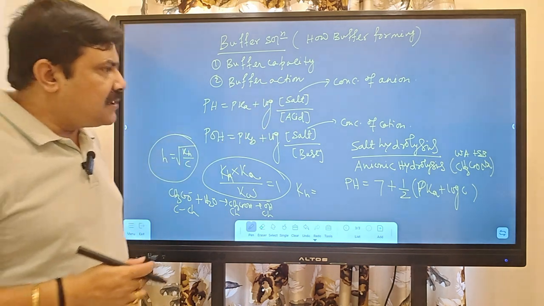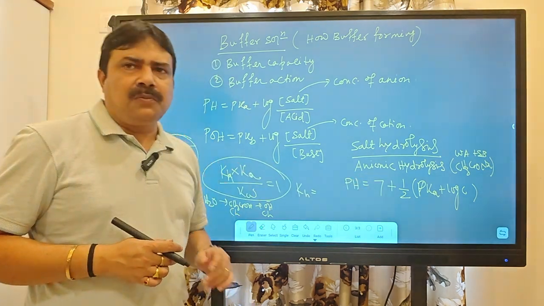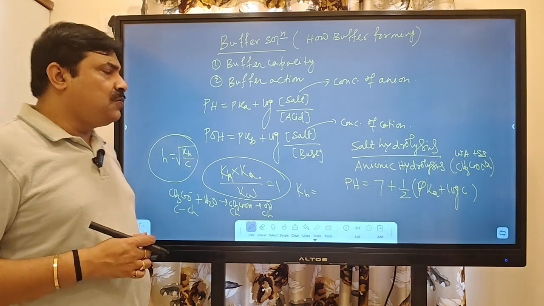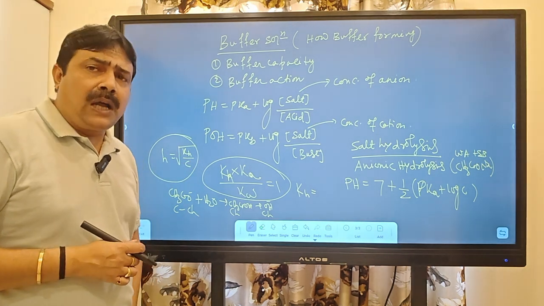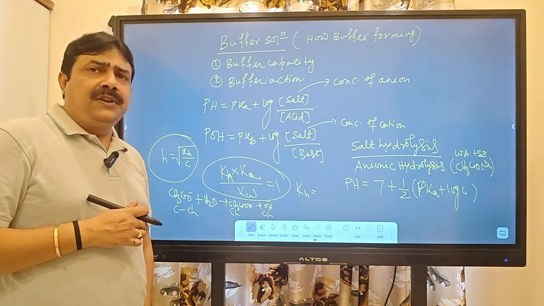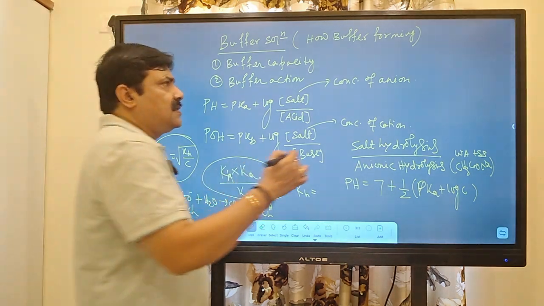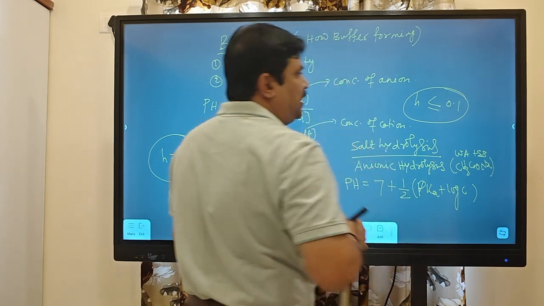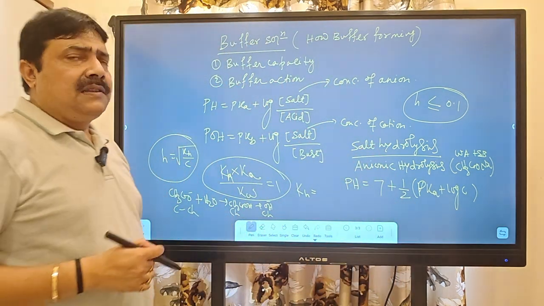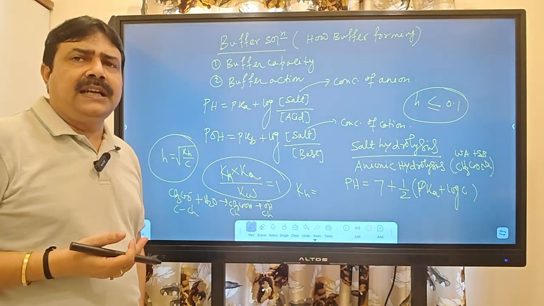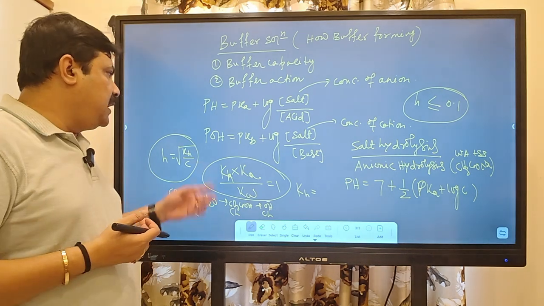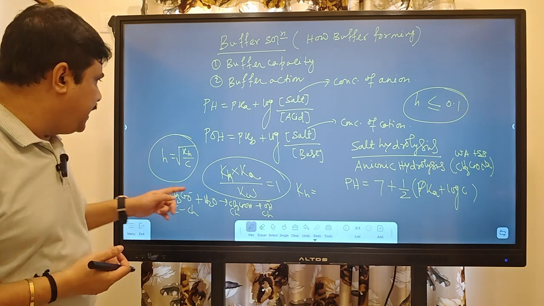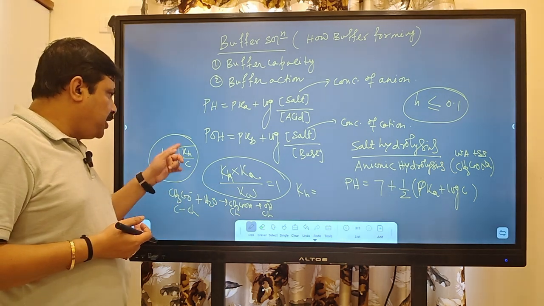That's why I told you never to apply this formula, because it is based on an approximation. That approximation is 1 minus h equals 1, but that is not always true. If h is less than or equal to 0.1, the degree of hydrolysis, then it is okay. But if it is not, then you have to solve the quadratic and get the exact h value. So that's why from this equation you calculate the Kh, and once you get the Kh, you check h by putting it in this equation.